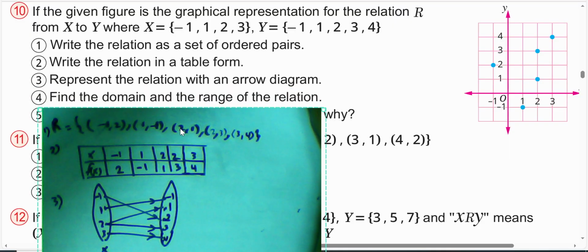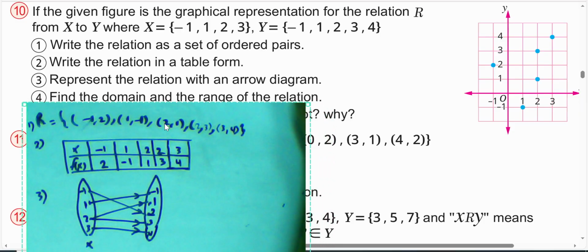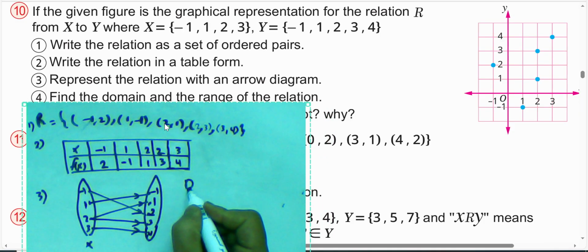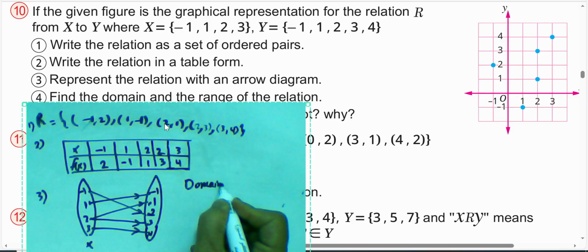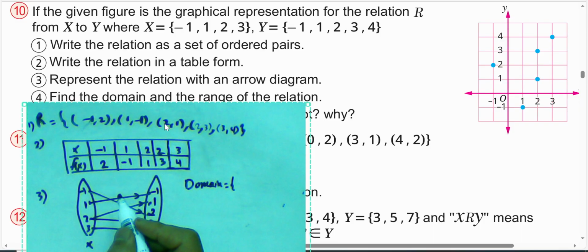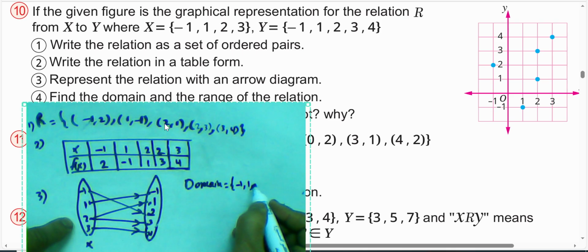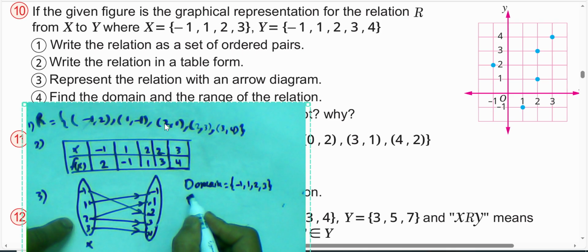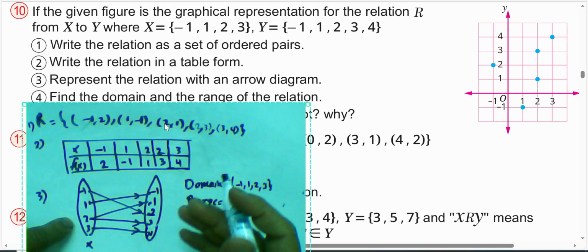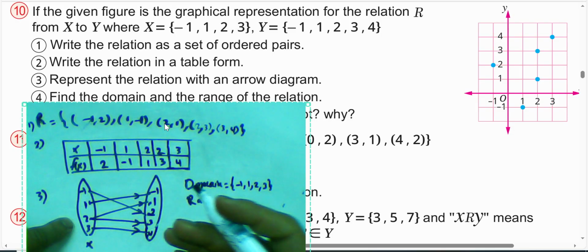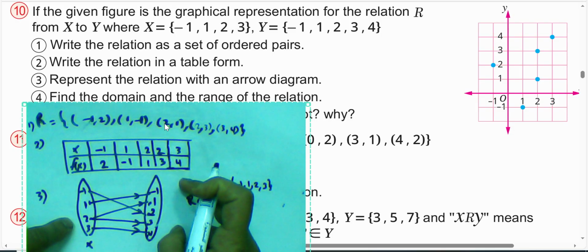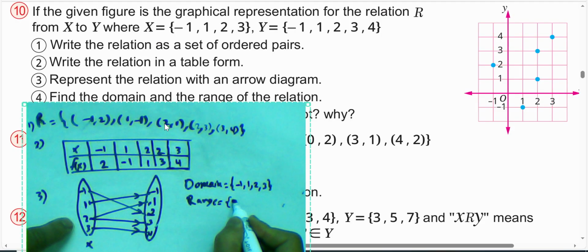Question number 4, find the domain and the range. We can write the domain: -1, 1, 2, and 3, and the range of the relation. Look at this, not a function, but we want to find the domain and the range of the relation. You can write the image of the range: 2, -1, 1, 3, and 4.